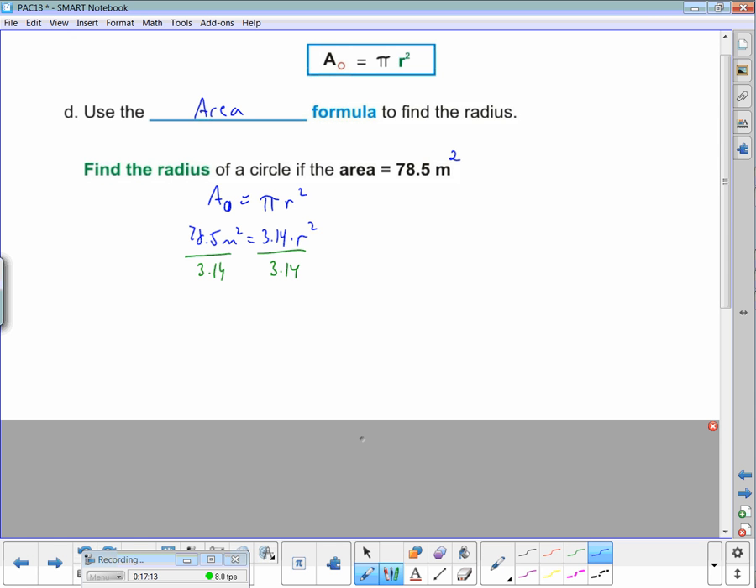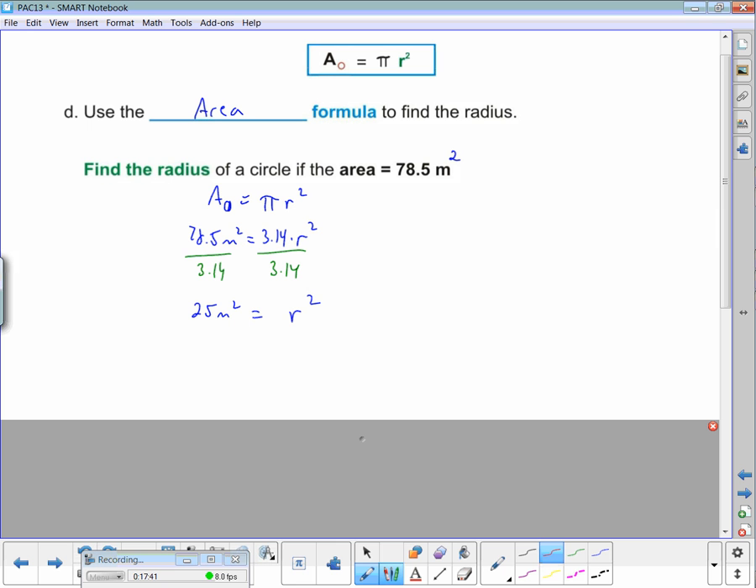So can somebody on their calculator divide 78.5 by 3.14? Josh, what do you got? All right, so we're still meters squared. 25 meters squared equals r squared. That's where we're at right now. Now, we're not done, right? We have not isolated the variable yet. We're close. So what is the next step, Blake?